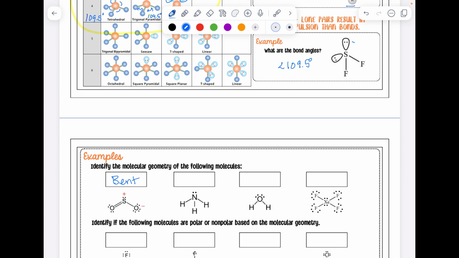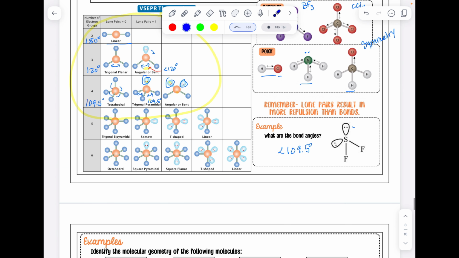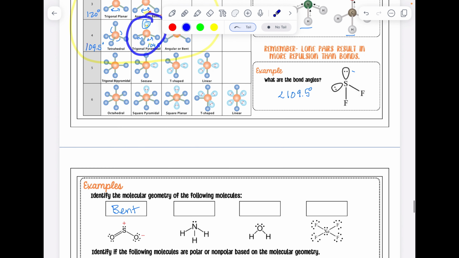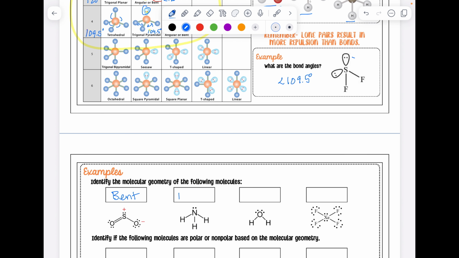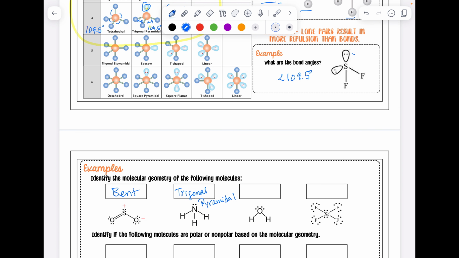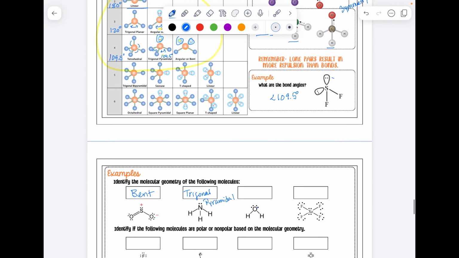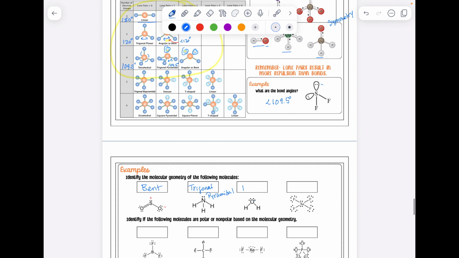Let's go to the next one. I have 4 domains. 1, 2, 3, 4. I have an electron pair on top. So that is trigonal pyramidal. Okay, let's go on to the next one. Again, I have four items attached, and then I have 2 atoms on the bottom, and again, you can look at the chart. Let me make this smaller, and this again is bent.